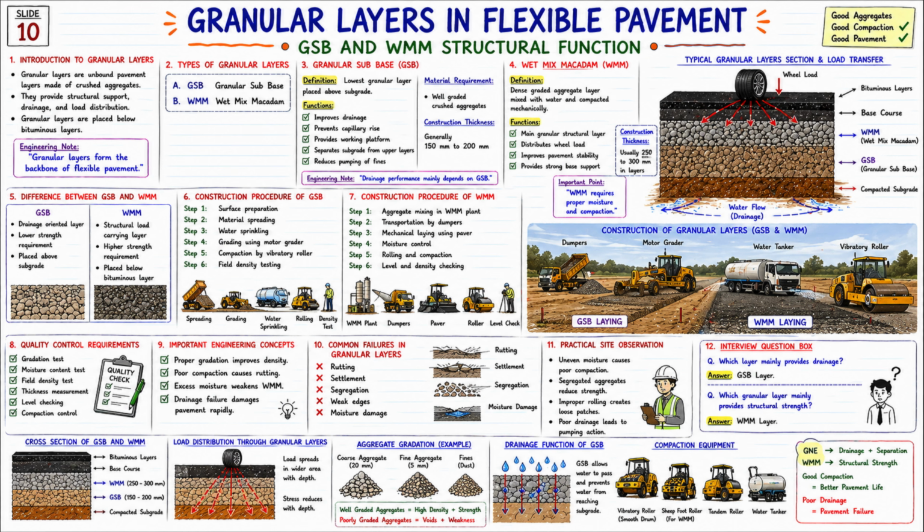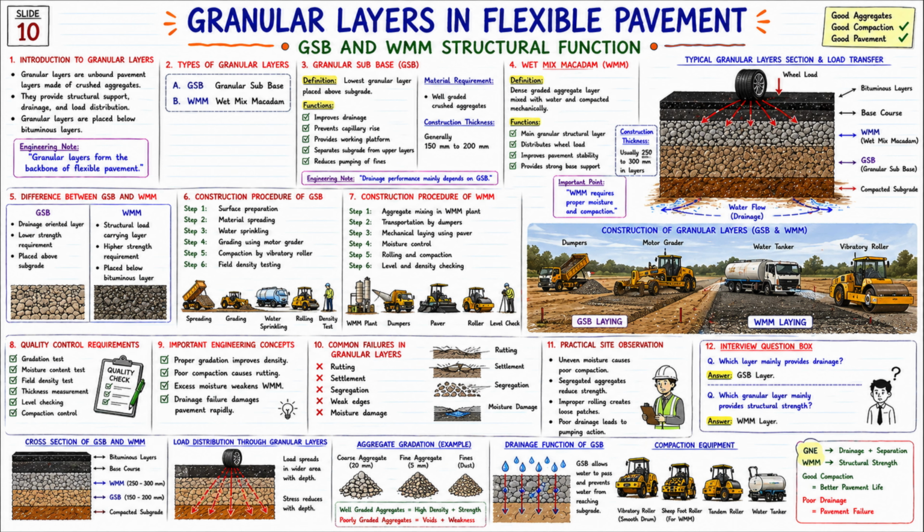It is performing the drainage function. Now let us see the construction process image. Shown here are dumpers, motor grader, water tanker, and vibratory roller. This is the actual site equipment used in granular layer construction. Now let us look at the fifth topic. Difference between GSB and WMM. Now let us understand the comparison of both layers.